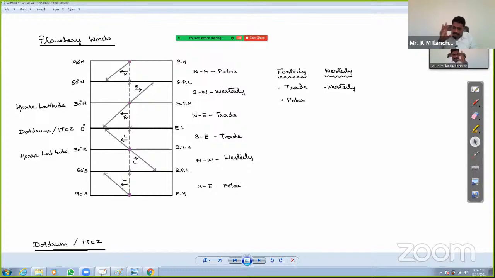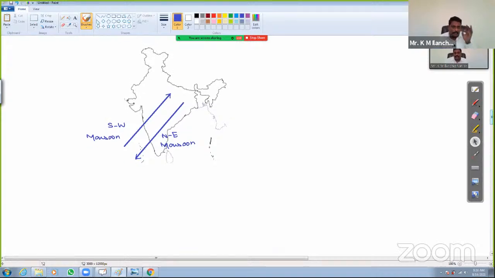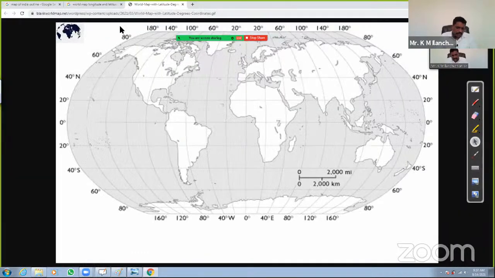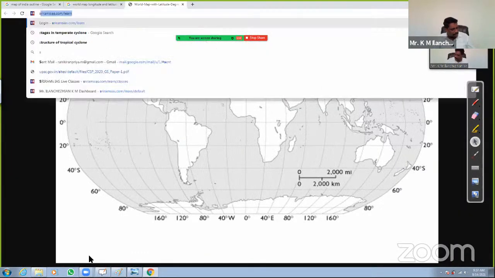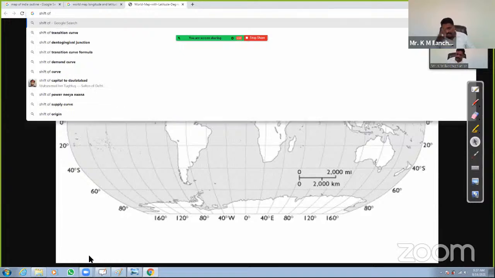Okay. Right. So with this, what is our understanding here? Only one thing we understood. What is that? Pressure belts will shift. Approximately, I'll show you the shift of pressure belts. See, we will try to understand the assorted concepts. Then at one point of time, we'll bring all these assorted concepts in an organized fashion.